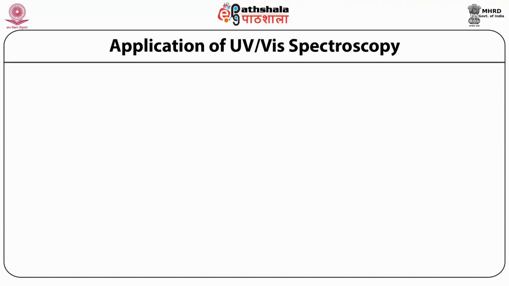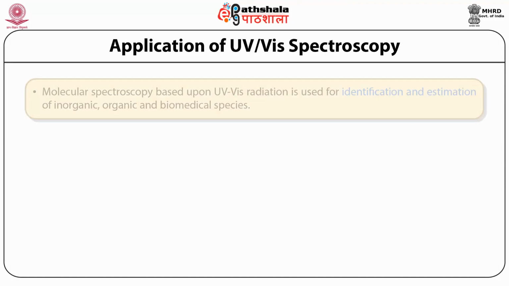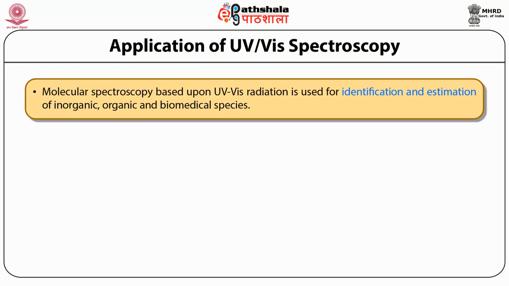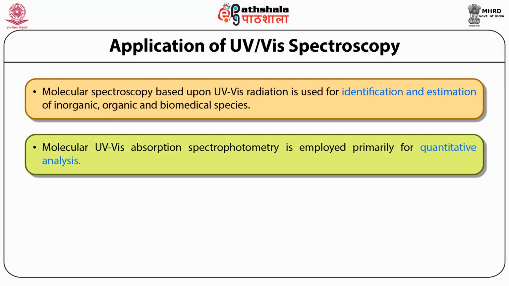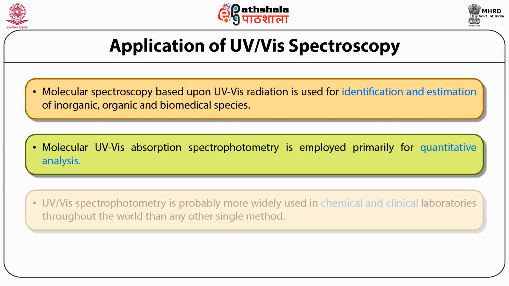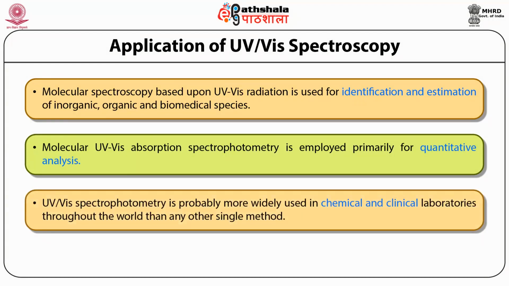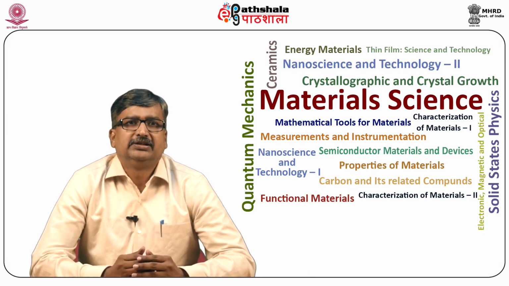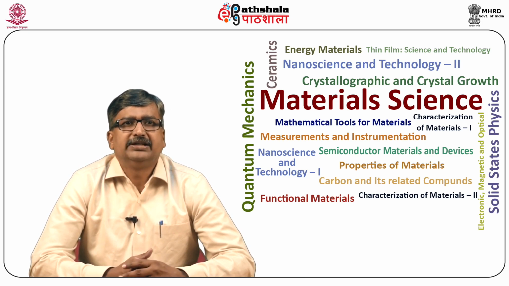The application of UV-visible spectroscopy is in various fields. In molecular spectroscopy based upon UV-visible radiation, it is used for identification and estimation of inorganic, organic, and biomedical species. Molecular UV absorption spectroscopy is employed primarily for quantitative analysis. UV-visible spectroscopy is probably more widely used in chemical and clinical laboratories throughout the world than any other single method. So, students, let us summarize what we have learned in this module.